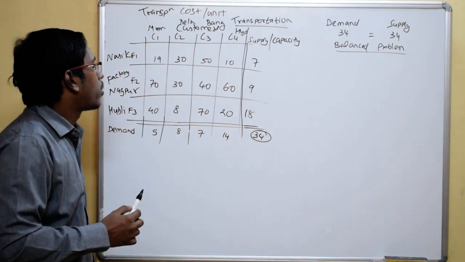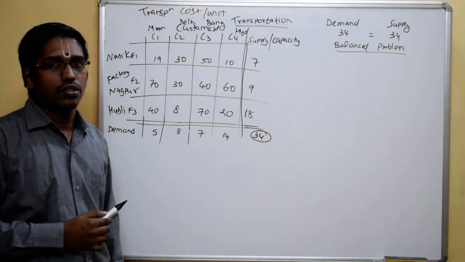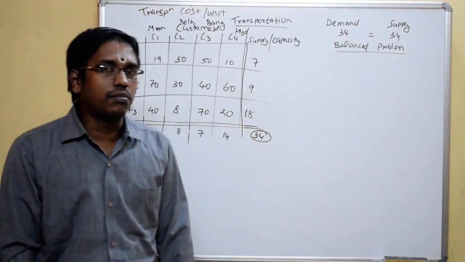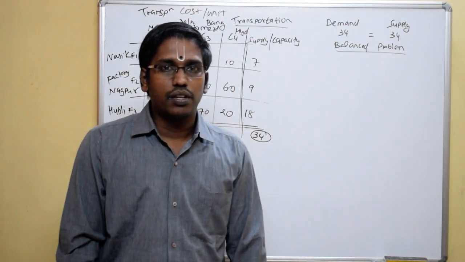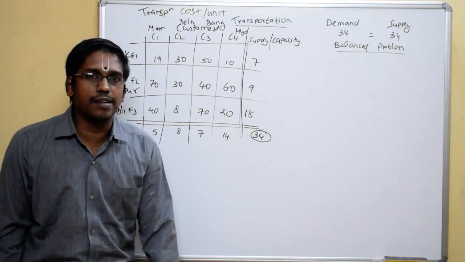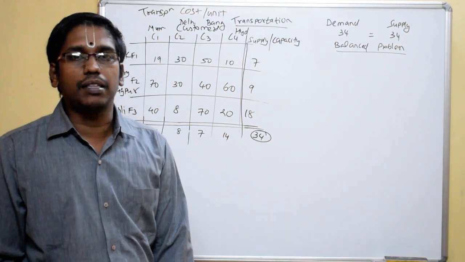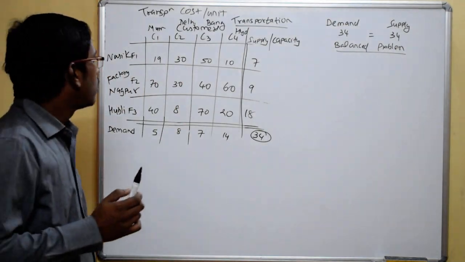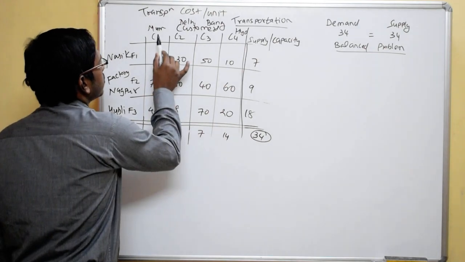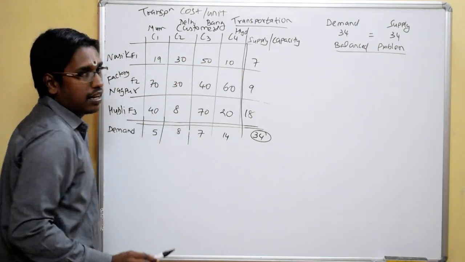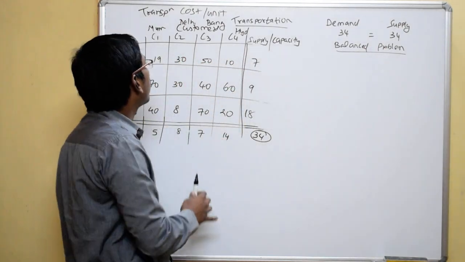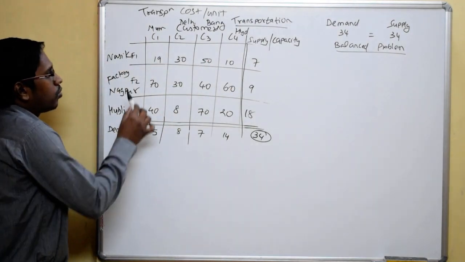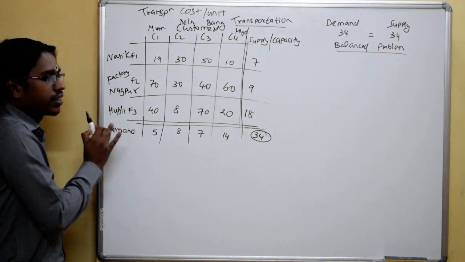In assignment, we look at the number of rows and number of columns. If the number of rows and number of columns are the same, then we term the problem a balanced one. If the number of rows and columns are not the same, then we term the problem an unbalanced one. However, in transportation that is not the case. Here we've got 4 columns, C1, C2, C3, C4. Let's not count the supply and the demand. So we've got 4 columns, C1, C2, C3, C4, and we've got just 3 rows, F1, F2, F3, excluding the demand one.